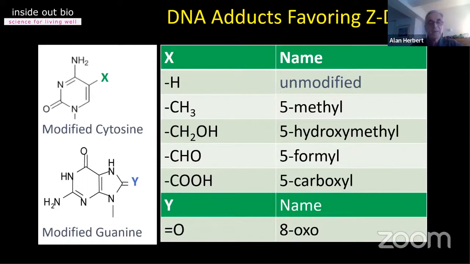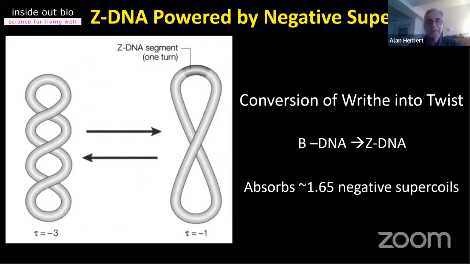So in some ways, in those particular contexts, these base modifications allow a cell to sense that there's oxidative damage occurring and form an alternative conformation that can activate particular biological repair processes.